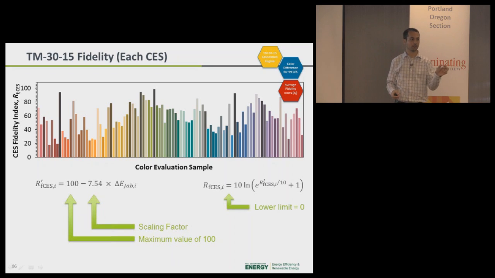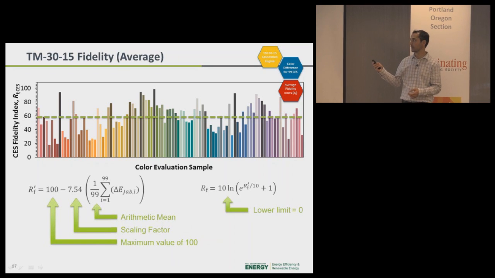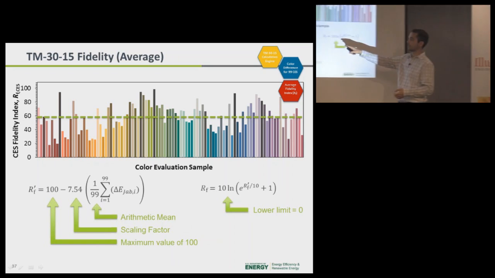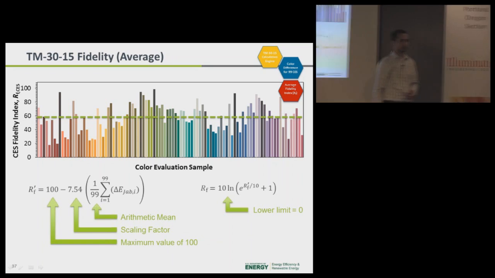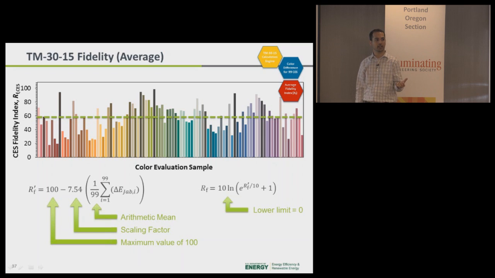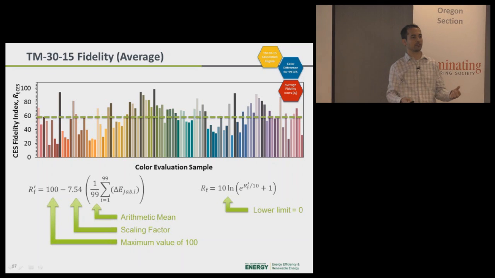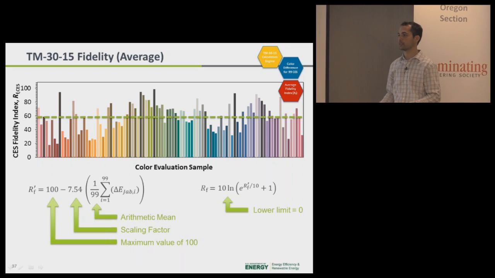calculations of how different that one sample is from its corresponding sample under the reference illuminant. To get RF, the average fidelity value, we just take the average of each of the 99 color differences. So that's why it's an average of those 99. There are a lot of limitations to averages. So it doesn't tell us what area is good, what area is bad. Something to keep in mind as you think about how I use averages and what it means, and how I can supplement that with additional information.